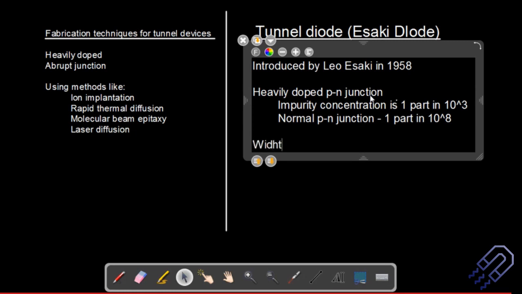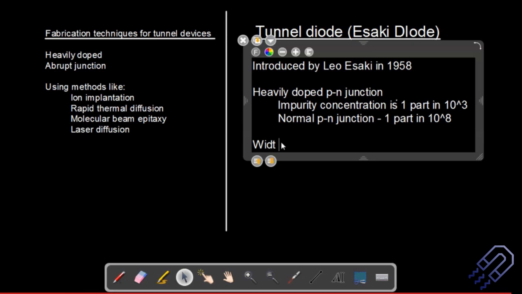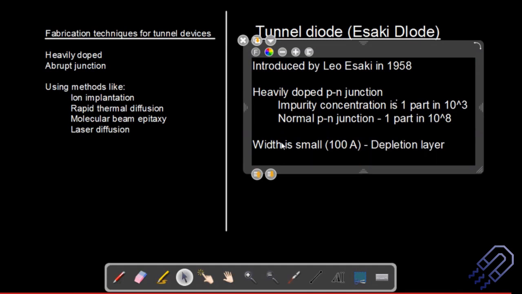It should be thin because it has to undergo the tunneling effect. If it is too thick, you can expect that it will not undergo tunneling. The width is small, approximately in angstroms. They do some kind of band energy tuning, or sorry, depletion layer tuning. So I should write it down: depletion layer, angstrom. That's important.